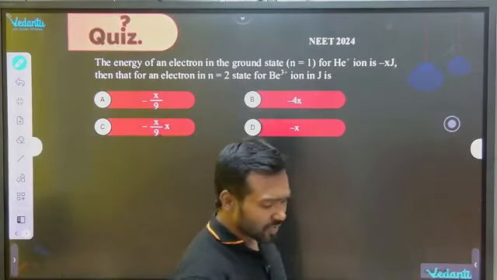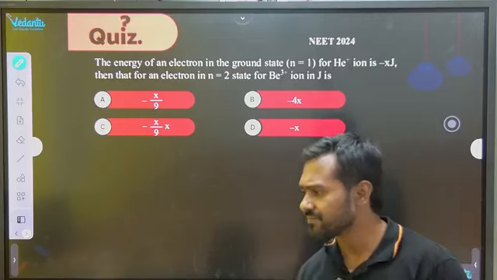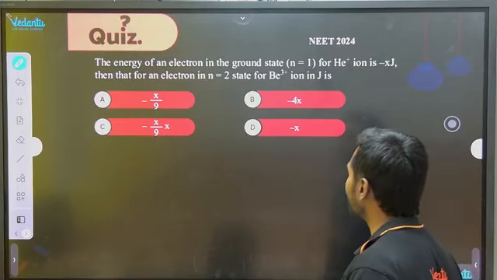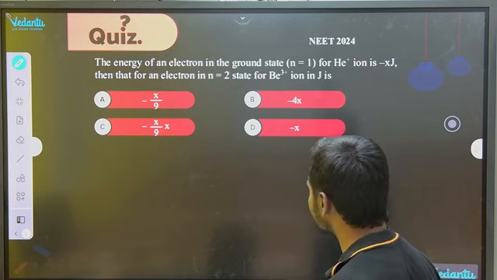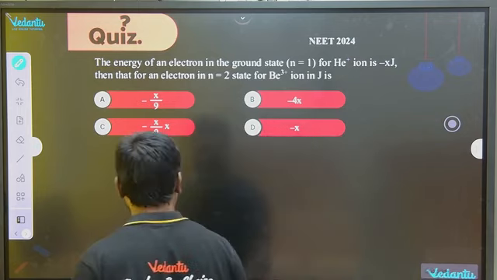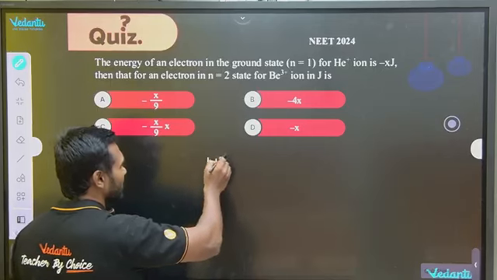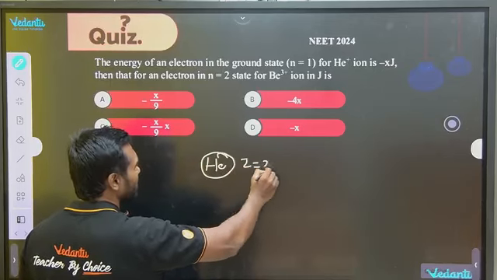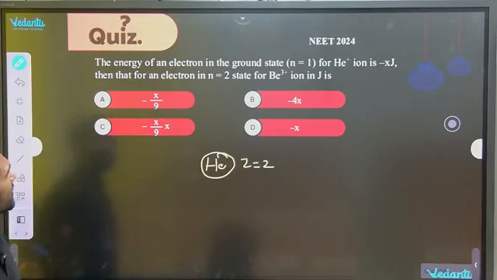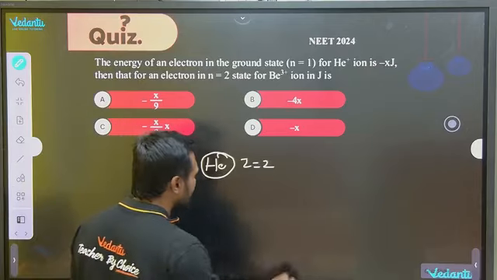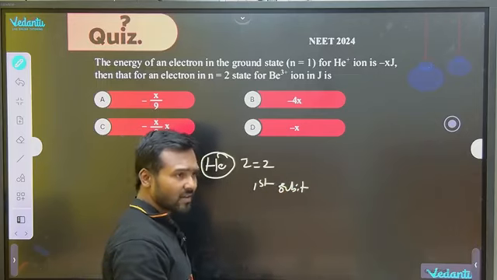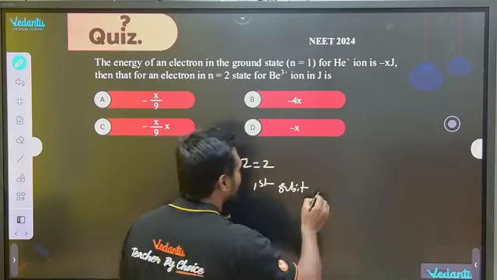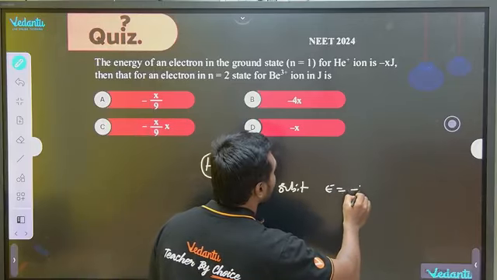Next question, this is NEET 2024 question. The energy of electron in the ground state for the helium plus ion is minus X joules. Now this time they gave helium, so here Z is equal to 2. Ground state energy, so the electron present in the first orbit of helium, its energy is minus X joules.